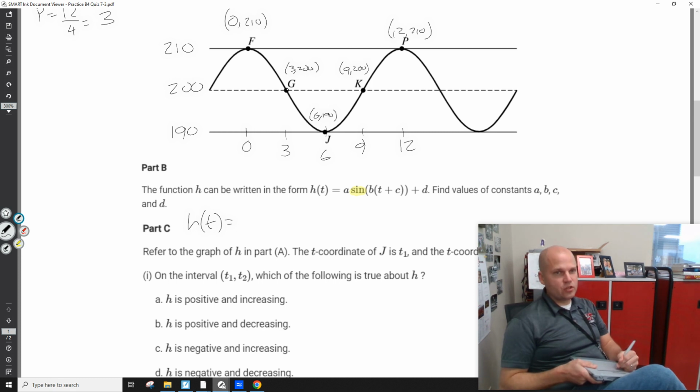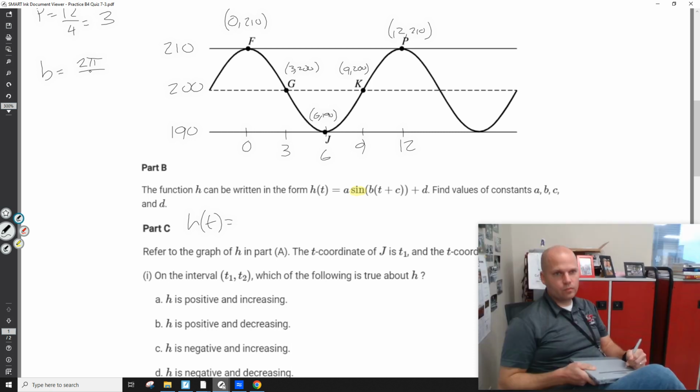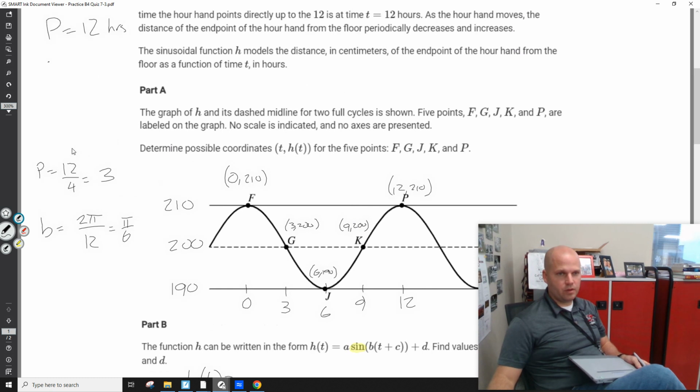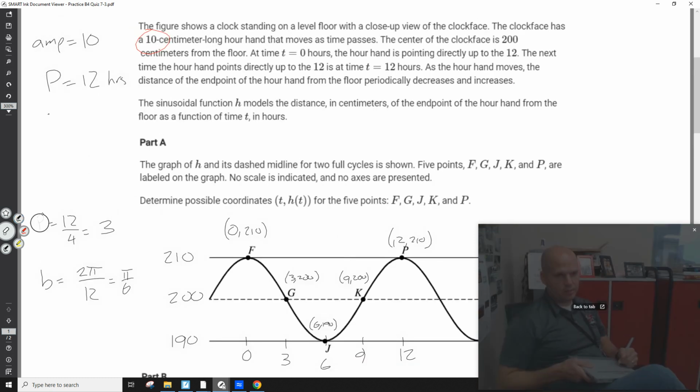If I go off of G, let's find B really quickly. B is 2 pi over the period. 2 pi over the period, which was 12 hours. B is going to be pi over 6. Again, you found your period is 12 hours. This is my step, not my period.